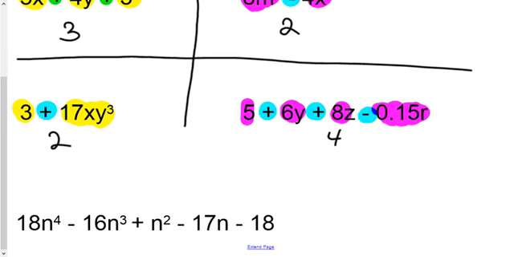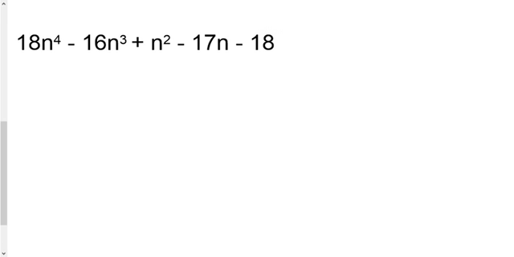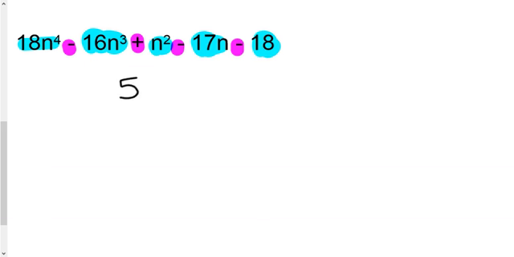And here's one just to challenge you a little bit. How many terms are in this one? Well, go find all your plus and minus signs, and then suddenly it gets very easy, very straightforward. First term, second, third, fourth, fifth. So there are 5 terms there.